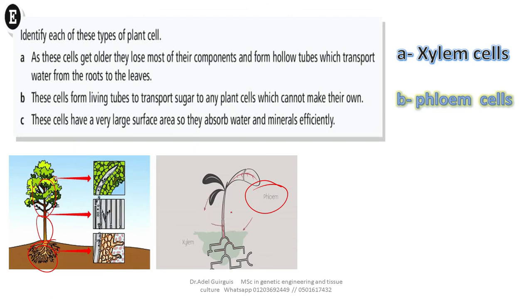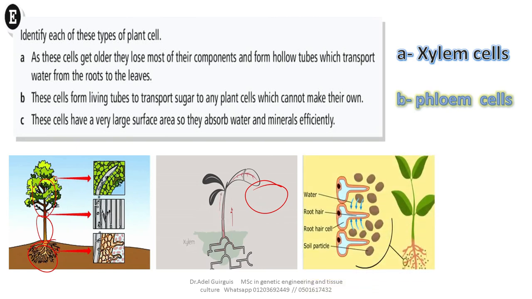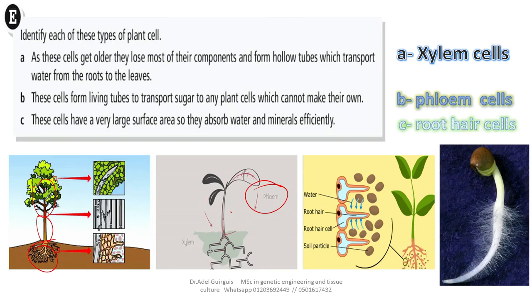Last one, these cells have a very large surface area, so they absorb water and minerals efficiently. Efficiently means successfully, okay? So, what is the type of the cell? Sure, root hair cells. Root hair cells increase surface area for more water and mineral absorption. Okay, look, so the answer, root hair cells.